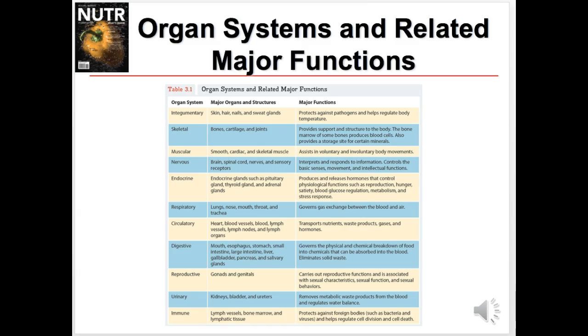So you can see what the organs are, and the functions of those organs are on the right-hand side. For example, all the way down at the bottom, your immune system protects against foreign bodies such as bacteria and viruses and helps regulate cell division and cell death. In the middle we have circulatory, that transports nutrients, waste products, gases, and hormones. All of these systems work together to help you be healthy and function properly.